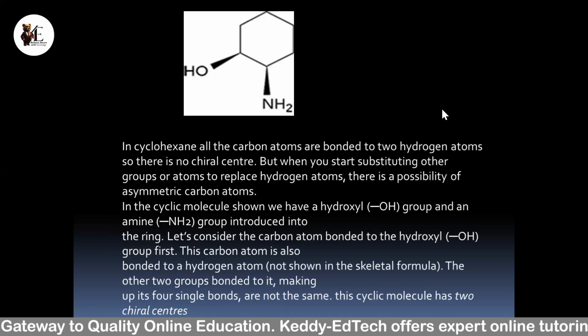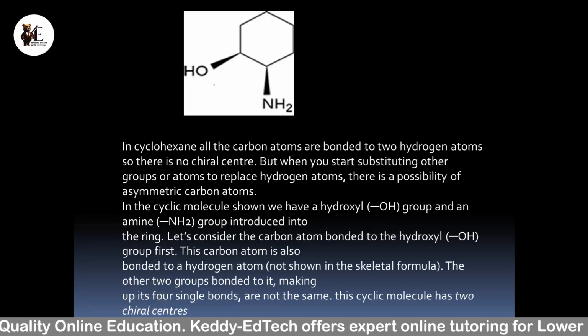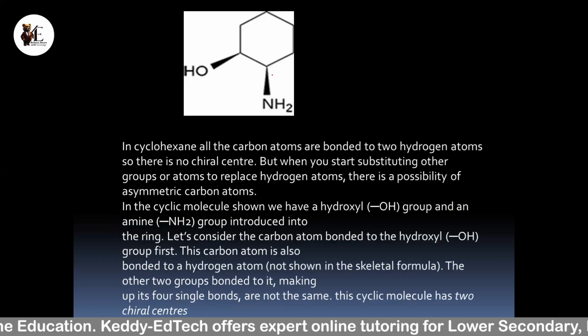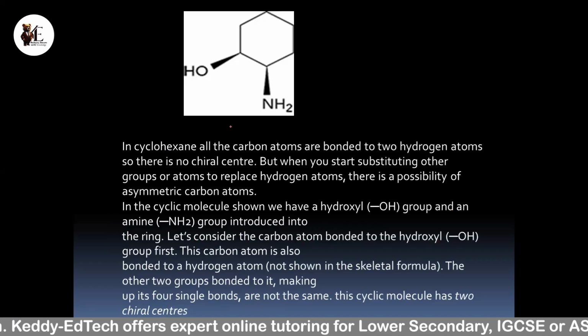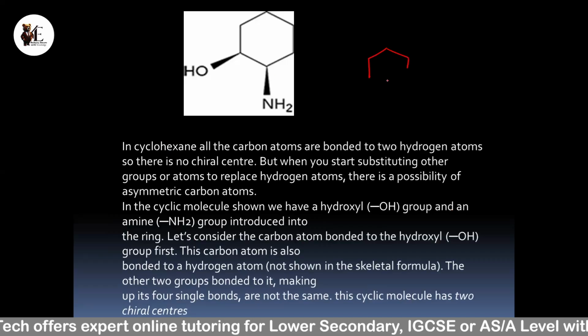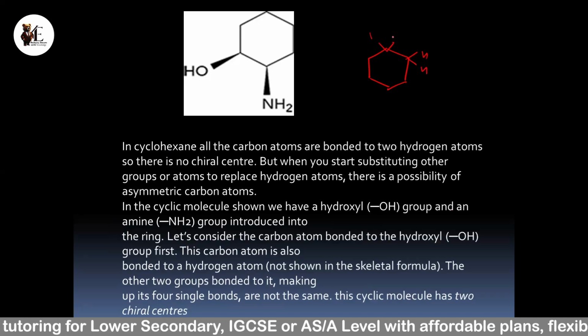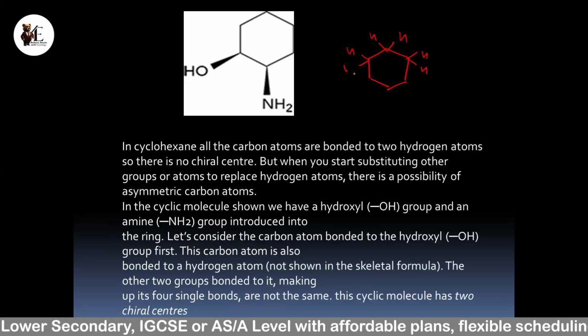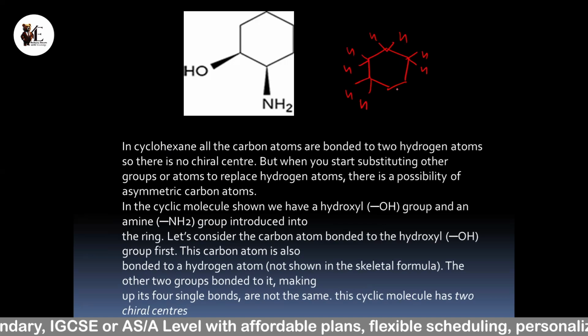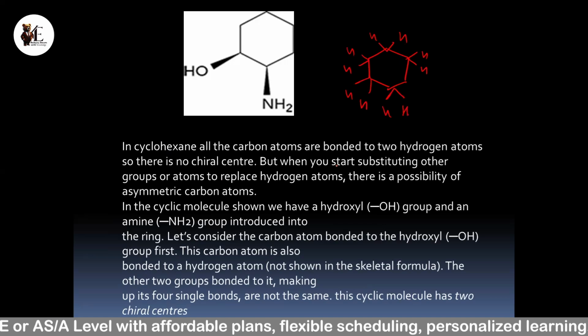For example, look at this molecule. This is your cyclohexane. In cyclohexane, all the carbon atoms are bonded to two hydrogen atoms. So there is no chiral center, right? Because no four groups are different.